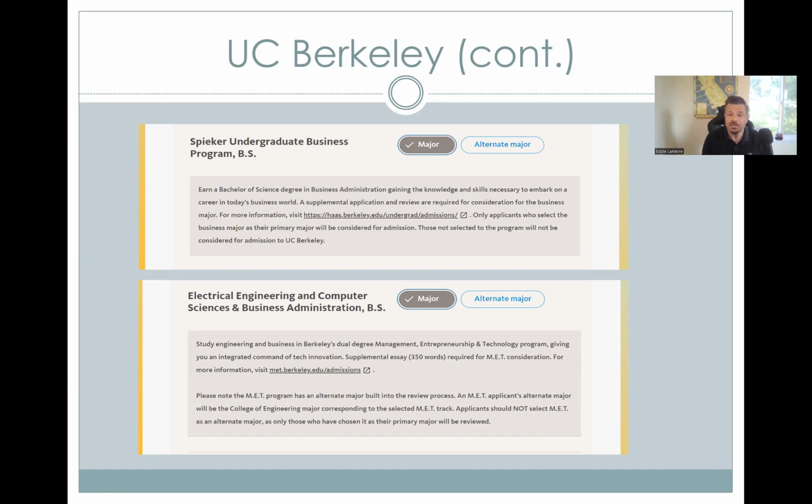MET has an alternate major built into the review process. If you apply to MET, the combination between engineering and Haas, and you're not admitted to that combined program, you'll be evaluated for the engineering related major that's part of that combined program.